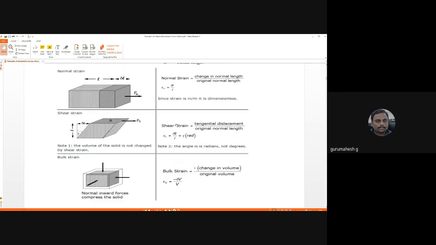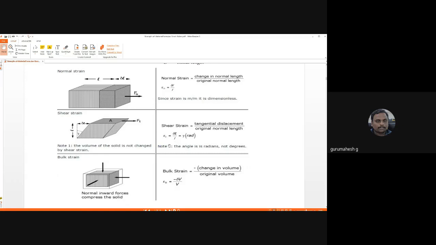Next, shear strain is equal to the tangential displacement of the body. What displacement do we get at the tangential position? See this. Some force is acting on the surface and dragging it like this. So it will deflect through some inclination, that is gamma. That is delta T, divided by the original normal length. So we get the shear strain value. There are also no units.